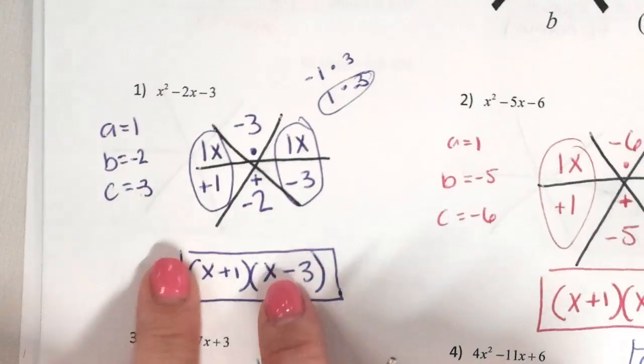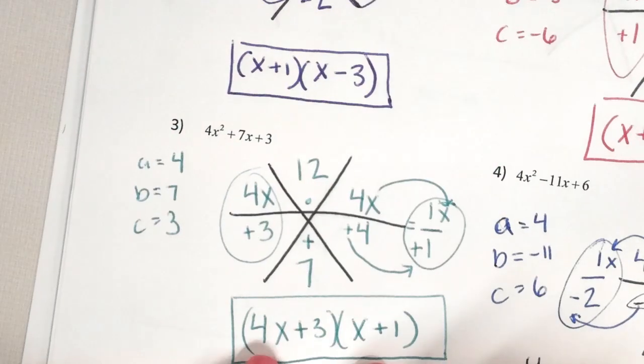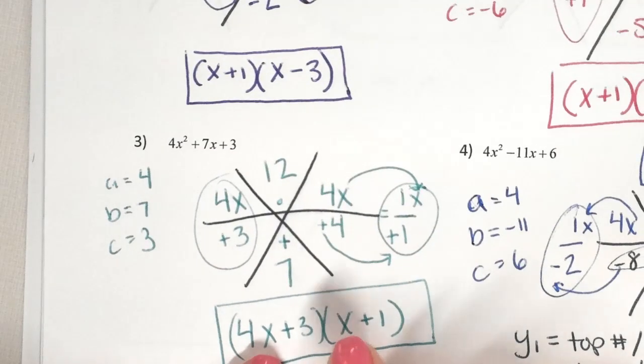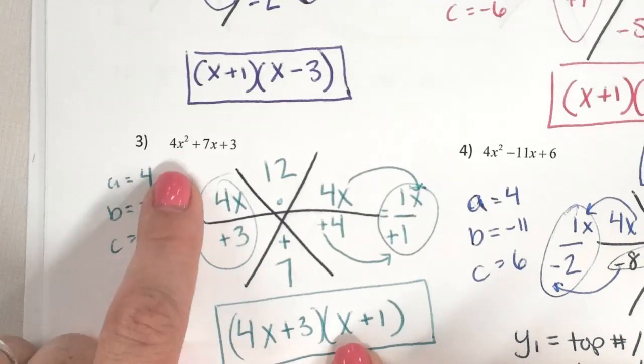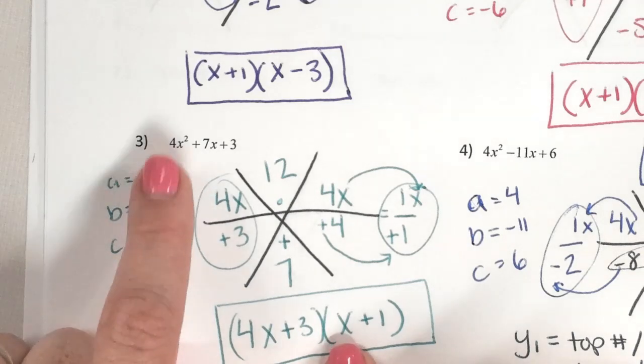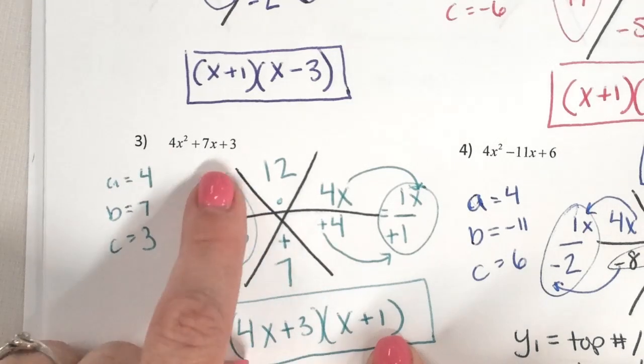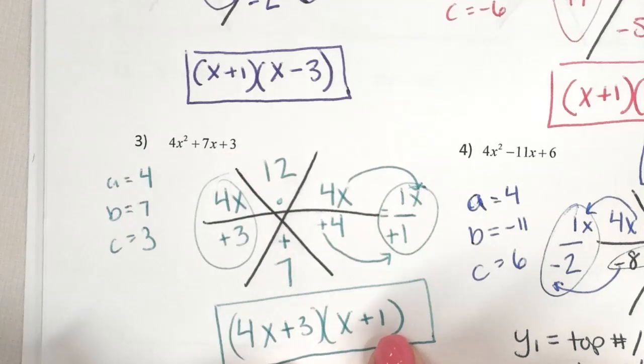If you look at this front, you don't have to flip, but first term times first term, what's 4x times x? 4x squared. It gave us the first term. So first term times first term gives me first term. What's 3 times 1? 3. Last term times last term gives me last term. That's a quick way to check your work.